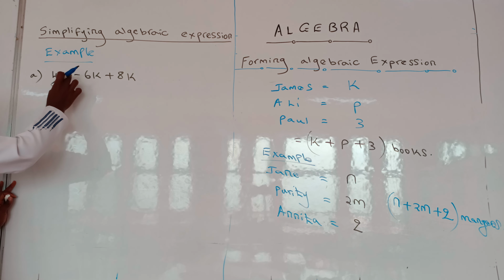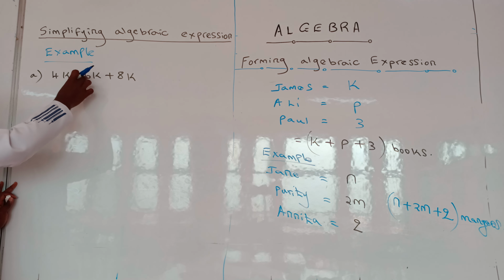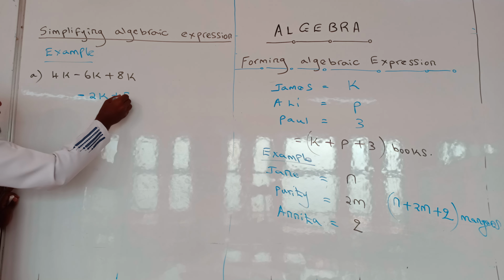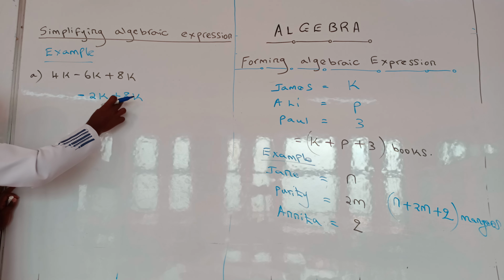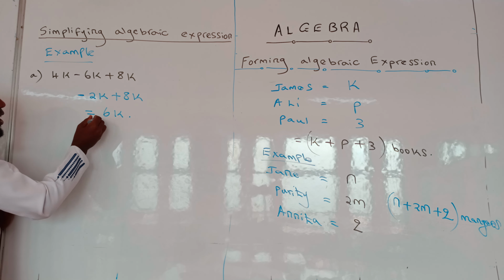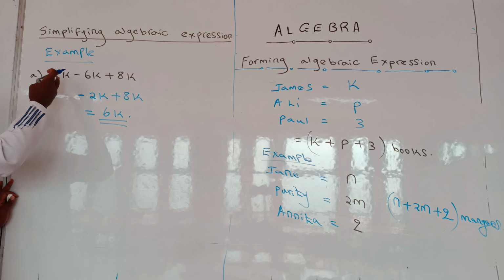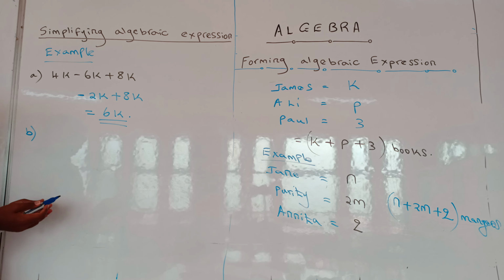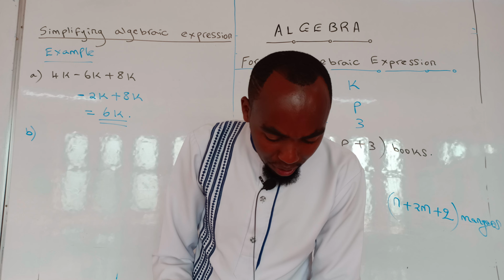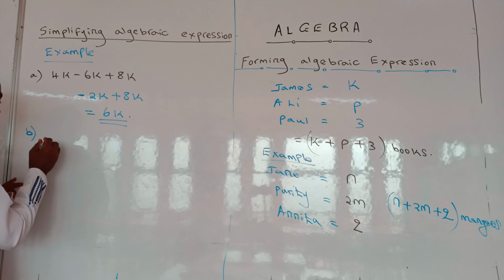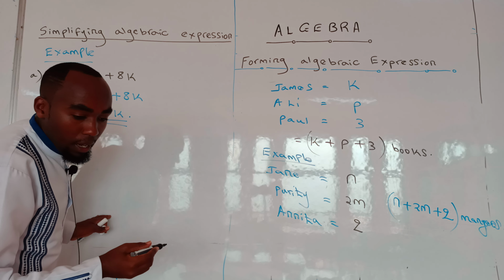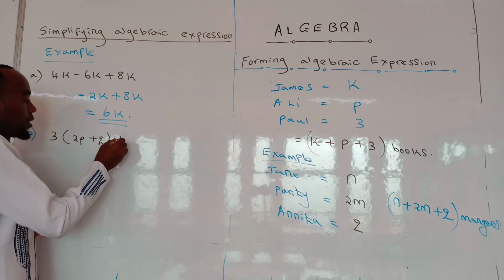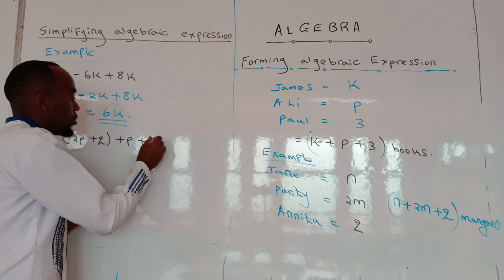Therefore, 4k minus 6k will give us negative 2k, then plus 8k. Negative 2k plus 8k is definitely 6k. Therefore, we have simplified that algebraic expression, and there we have 6k. You get it? Let's try another example where we are told 3 into bracket 2p plus q, then plus p plus 2q.